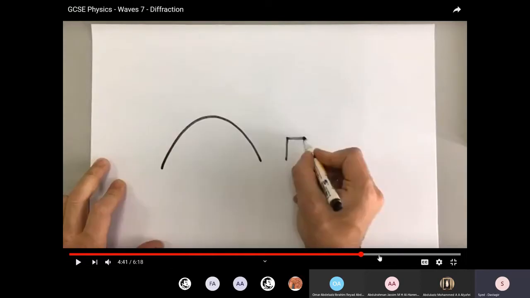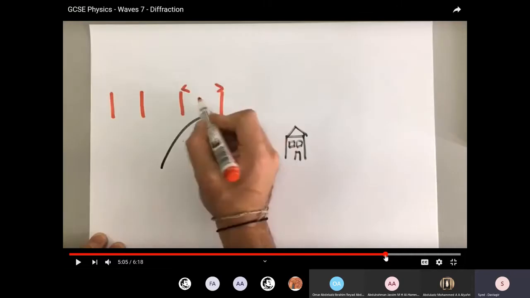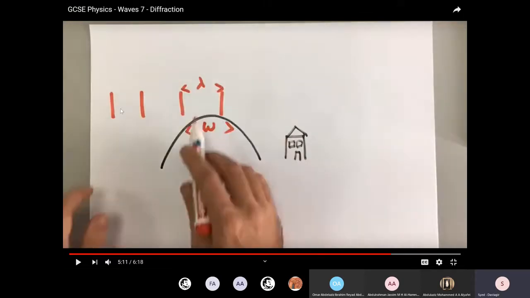Okay, so now it also happens on edges. So imagine these are radio waves, okay? So the wavelength of the radio waves, wait, can everyone hear me still? Oh, I'm just talking to myself. Yes, you can hear. Okay, brilliant. So the wavelength of the radio waves, for example, are equal to the width of the edge. So imagine this is a hill and there's a house at the bottom of the hill. As you can see, the wavelength is very similar to the width of the edge. So it's not only gaps, it's edges.